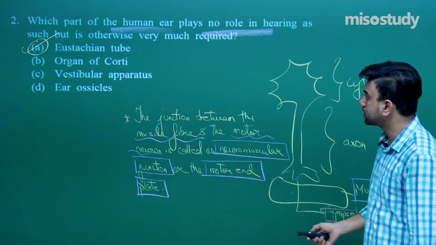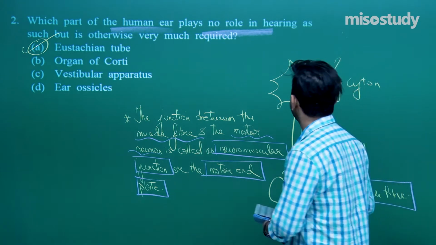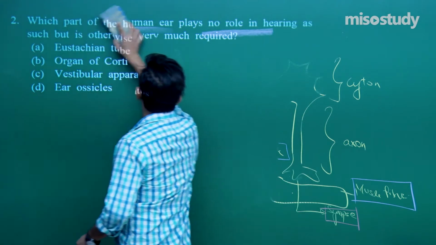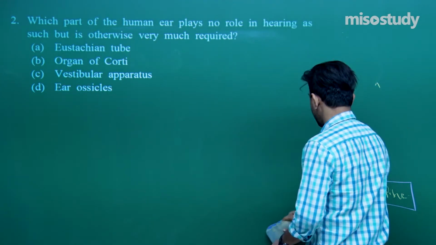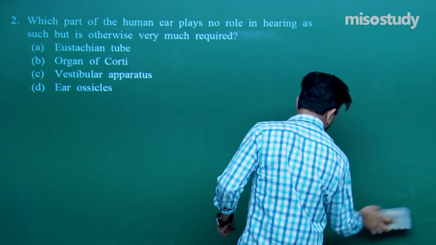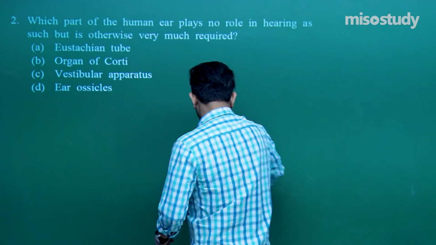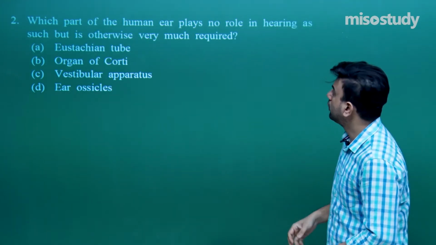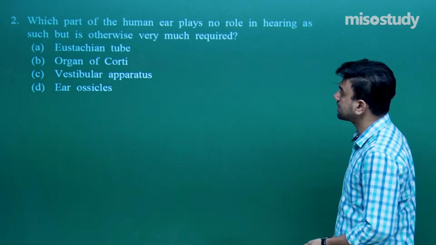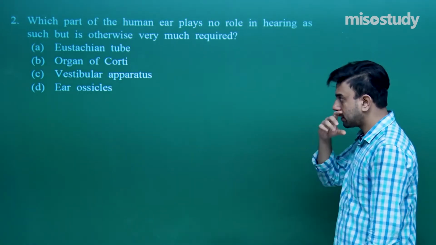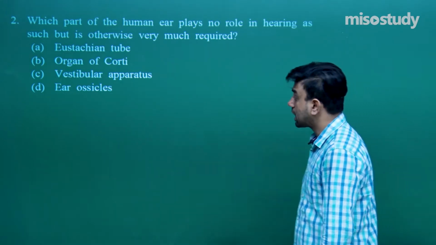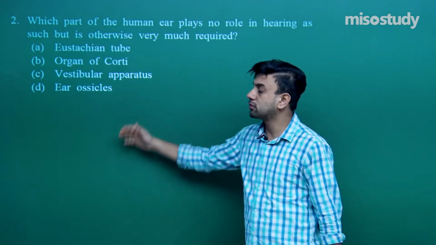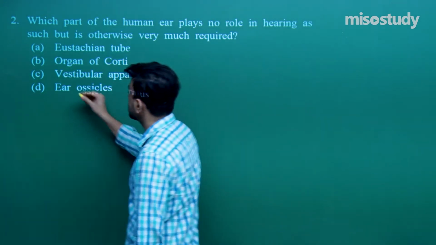Let us move on to the next question. Which part of the human ear plays no role in hearing as such, but is otherwise very much required? Eustachian tube, organ of Corti, vestibular apparatus, and ossicles. The correct option for this would be the vestibular apparatus.